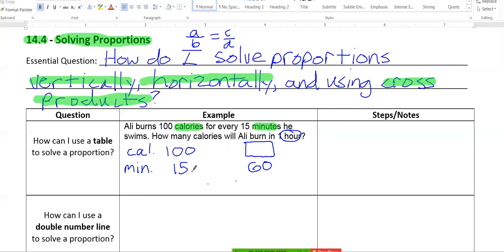How do I get from 15 to 60? Sometimes you need a stepping stone. I think we did unit rates. We usually had 1 here. So divide by 15 times 60. And then you do here, divide by 15 times 60. But we can circumvent that and just go straight to 60 by multiplying by 4. And then we can do the exact same thing with 100, and we get 400 calories in 1 hour.